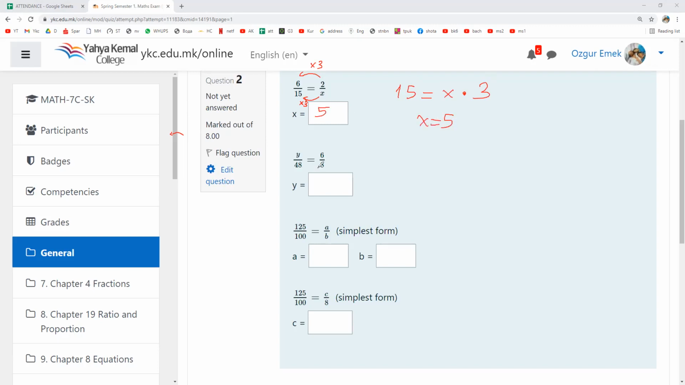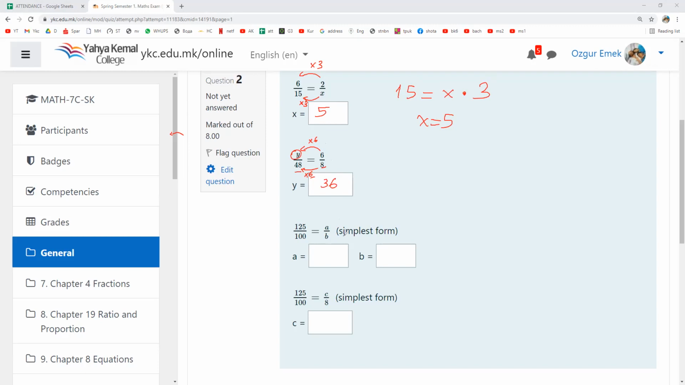Here the pattern, 8 times what is 48? It's 6. 8 times 6 is 48. So again, the same number we need to multiply by. 6 times 6, y should be 36.